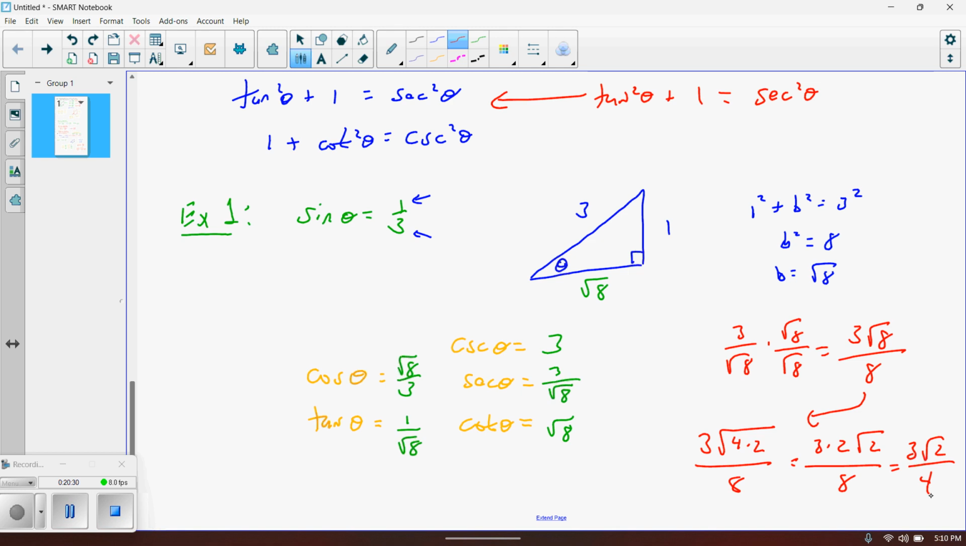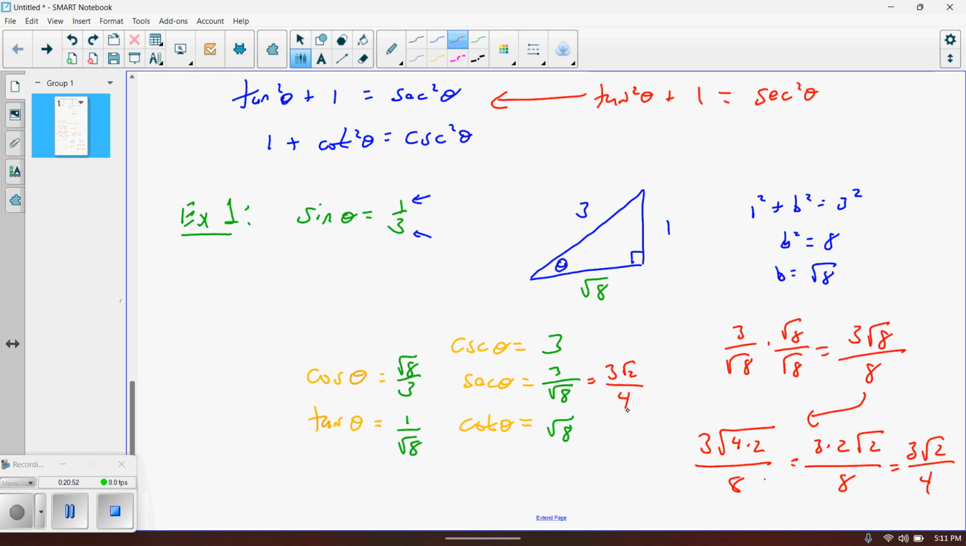So that would be the most simplified version here for the secant if you are required to simplify and rationalize the denominator. Again, I am not necessarily going to be a stickler for that because I don't think it's absolutely necessary to do. However, you should know the process and you should know how to do it.